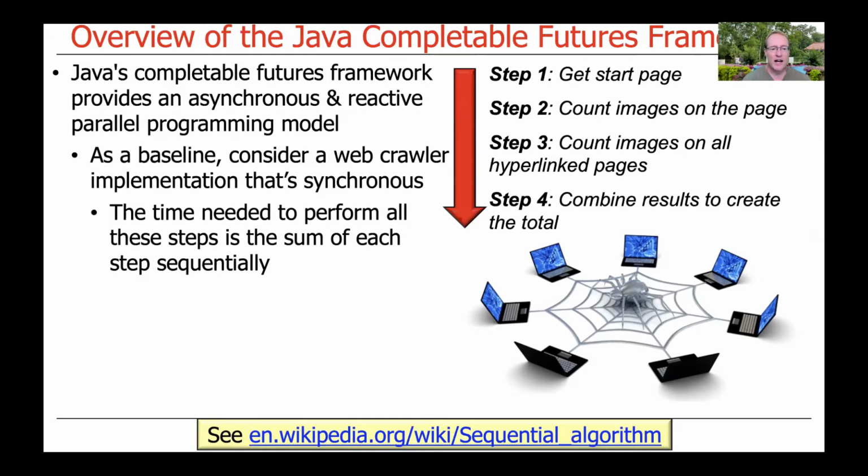And what's important to recognize here is that the time that's needed to perform all of these steps is the sum of the time required to do each step sequentially. So we're not getting any benefit of multiple cores, we're not getting any benefit of concurrency and parallel processing, and so on and so forth.